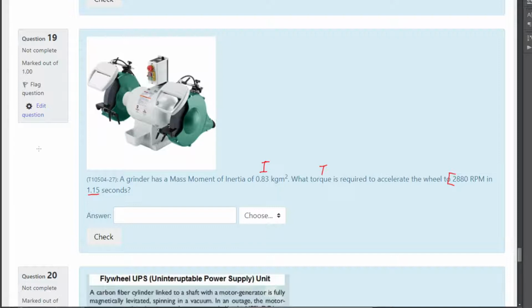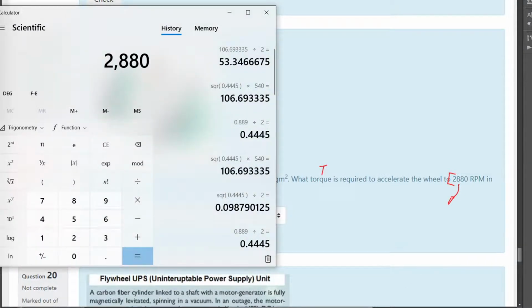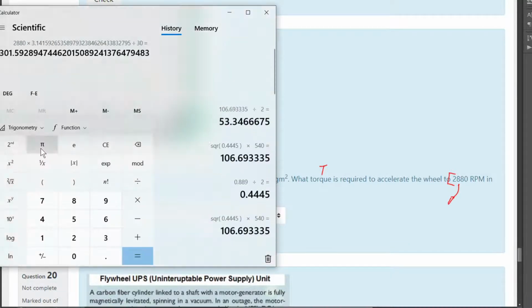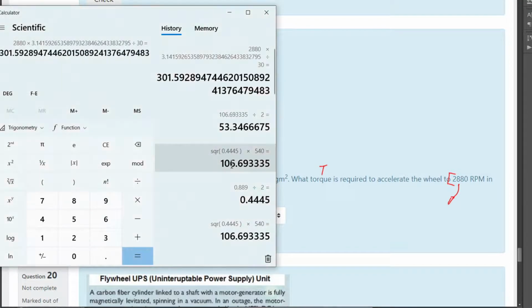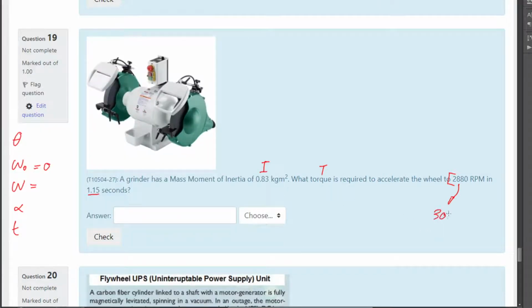So there's a double question here. We first of all have to do the linear motion, alpha and t, to find our alpha first. So starting off at 0, going up to 2880, we need to convert that across. 2880 times pi on 30 gives 301.593, that's in radians per second.